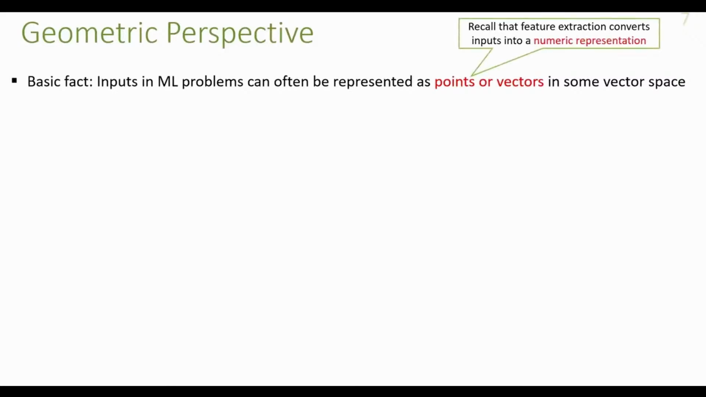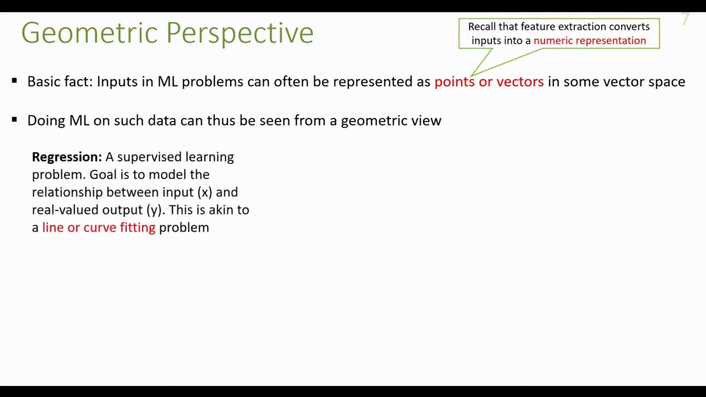Okay. So now let's discuss these models from a geometric perspective, right? In the geometric perspective, data points can be represented as points or vectors in some vector space. For example, 3D data you can represent as a point in 3D, right? A 2D data point you can represent as a point in 2D. A 1D data point you can represent as a point in 1D, right?